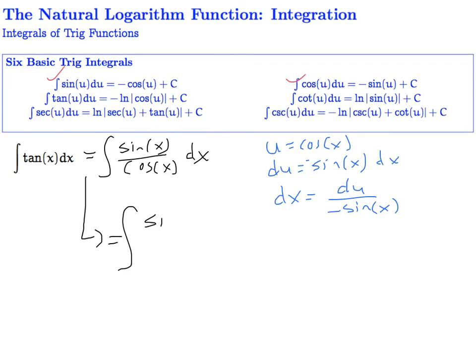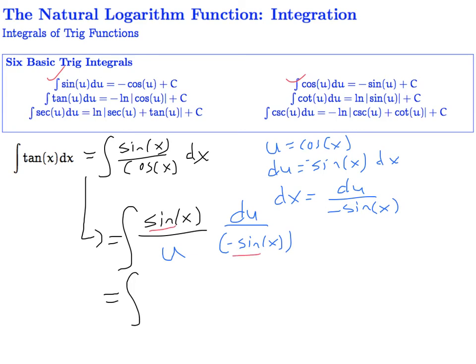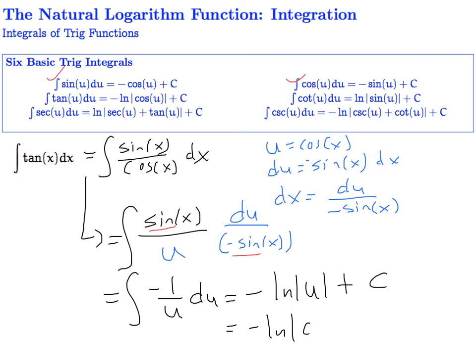And now I can substitute in my integral. I can keep the sine of x there for now. I can replace the cosine in my denominator with u. And I can replace dx with du divided by negative sine of x. Now I can see what happens. These signs will cancel. And so what I end up with is the integral of negative 1 over u du. And the antiderivative of this is the negative of the natural log of the absolute value of u plus c. And the final step, replace u in terms of my original function. So I get the negative natural log of the cosine of x plus c.